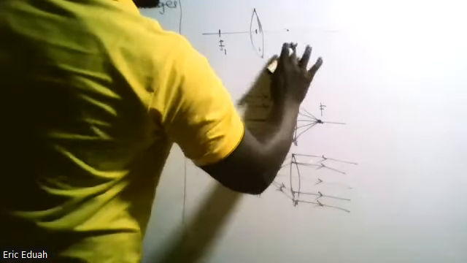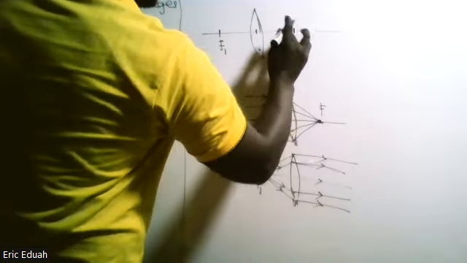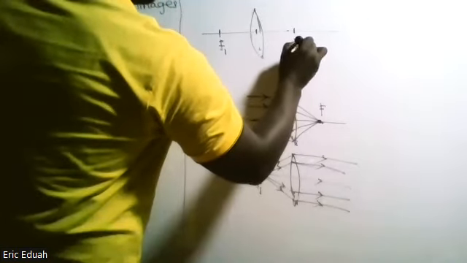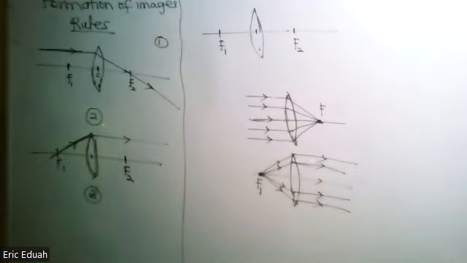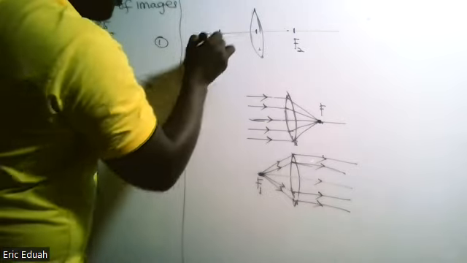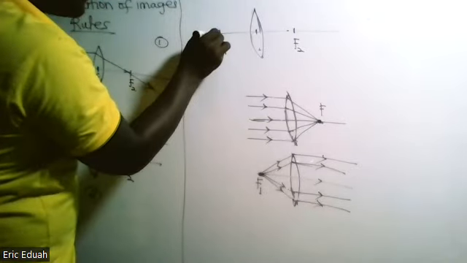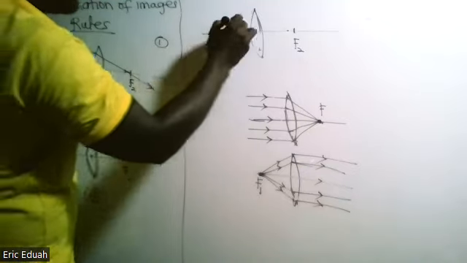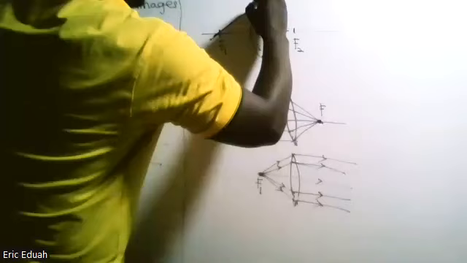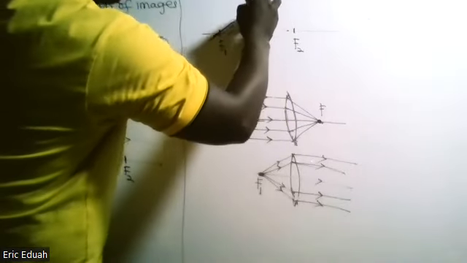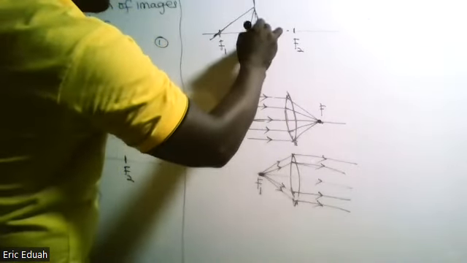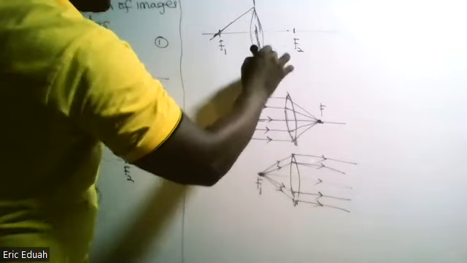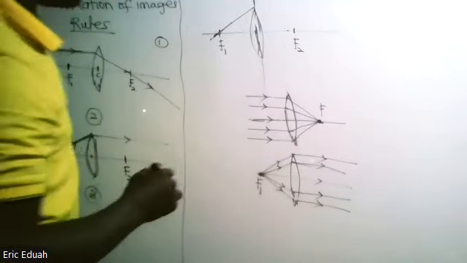Let me increase it a bit. This is F2. A ray of light from or through, either it is from this or passing through this and hitting the lens. Here you can also draw a line to cater for incident rays beyond the aperture of the lens.